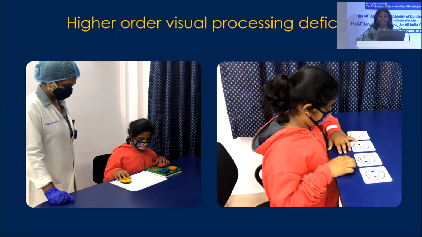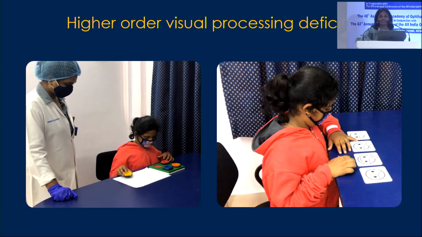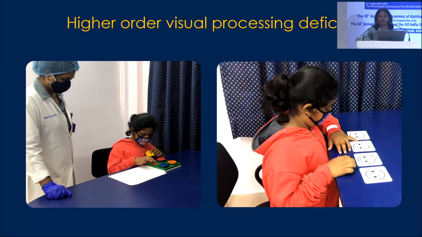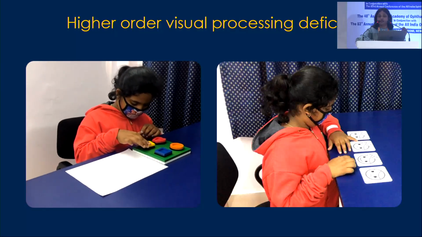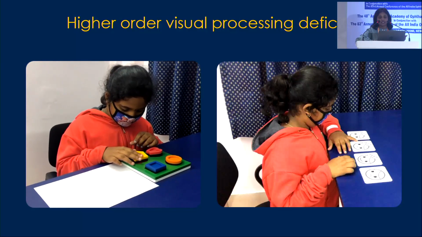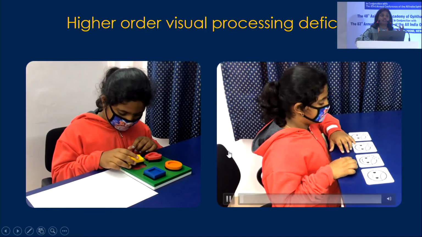So a simple task like matching shapes on the Lea 3D puzzle was very difficult for her, despite having a good visual acuity of 20 by 30. Now this happens in cases when there's higher order visual processing disorders. And we also see the same child had difficulty in recognizing facial expression.